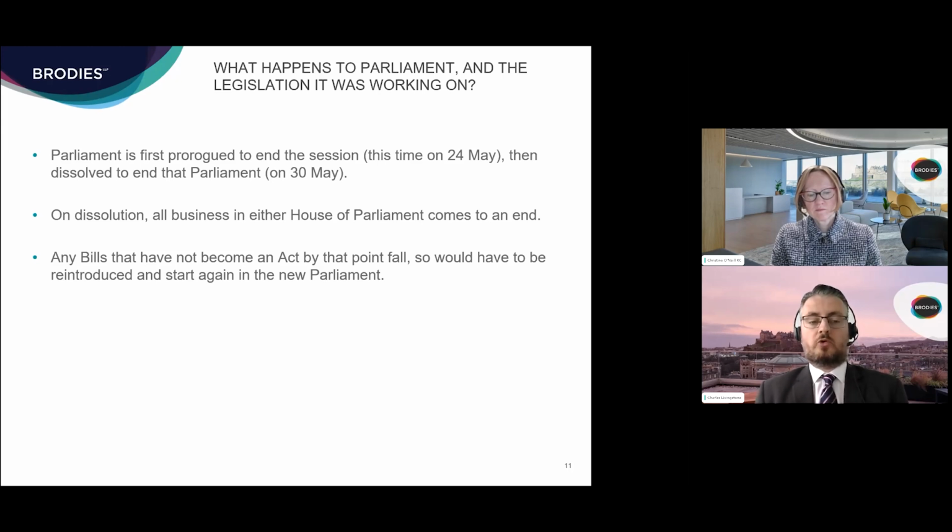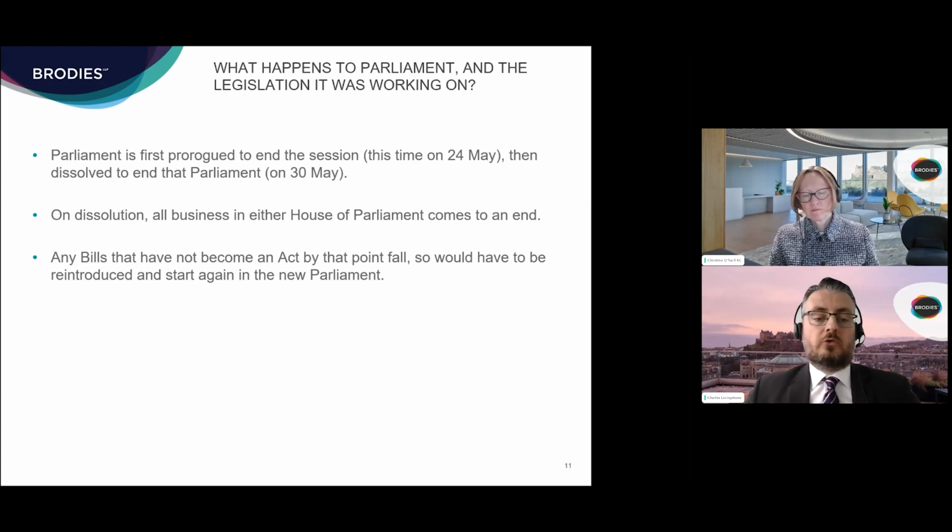When Parliament is prorogued, some business falls, but some business continues. On dissolution, all business in Parliament comes to an end, and that's whether it's in the House of Commons or the House of Lords. And what that means is that any bills that haven't become an act by the point of dissolution will fall and would have to be reintroduced and start again in the new Parliament if a new government or the new parliamentary intake is so minded.